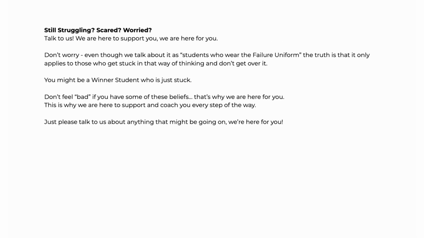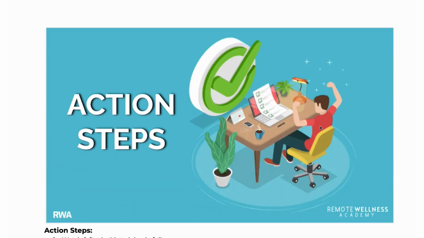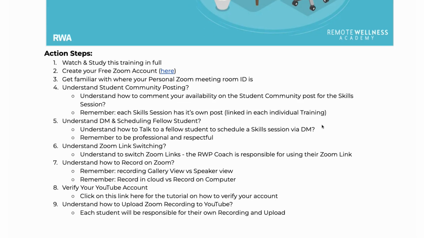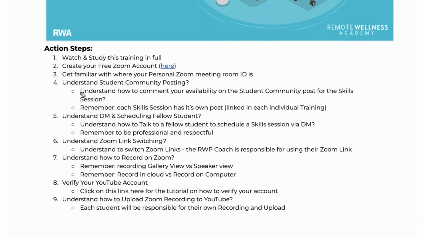Awesome. So now with that being said, let's go ahead and talk about your action steps for this specific training. There are going to be 9 of them. Number 1, you're going to go ahead and watch and study this training in full. Number 2, you're going to create your free Zoom account. Number 3, you're going to get familiar with where your personal Zoom meeting room ID is. Number 4, you want to make sure that you understand how the student community posting works. So that way, when you get to that point on the skills session, you know exactly how to do it.